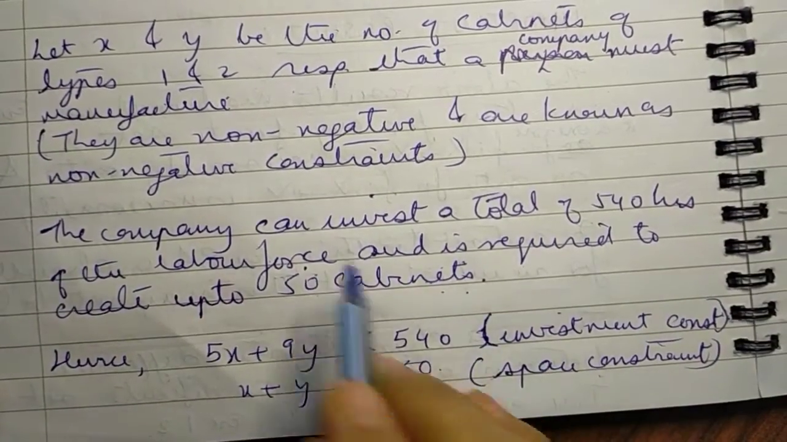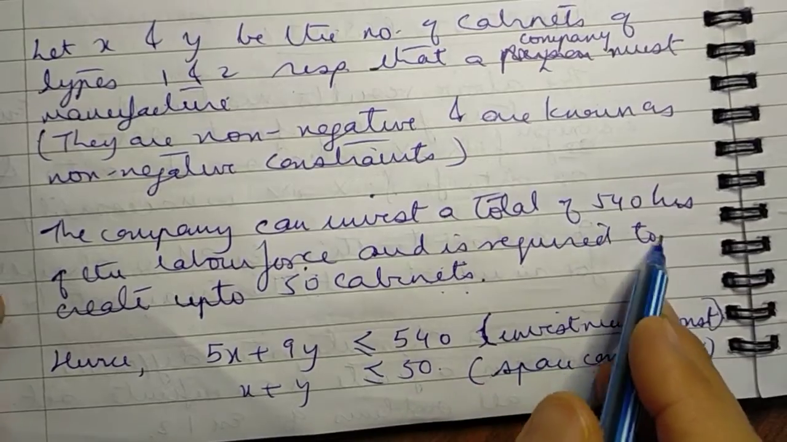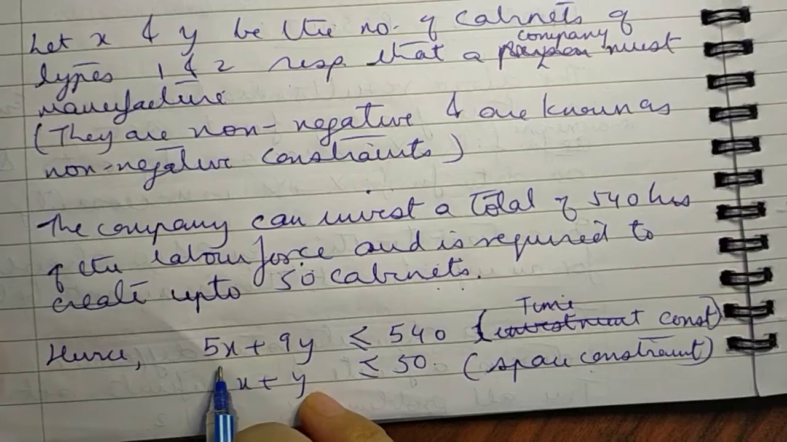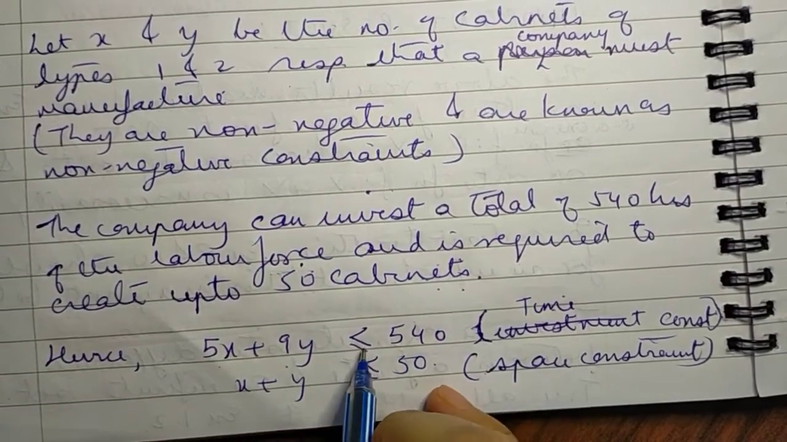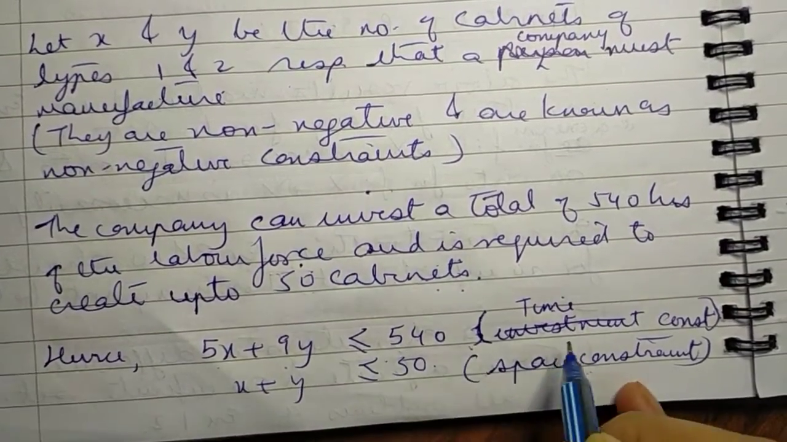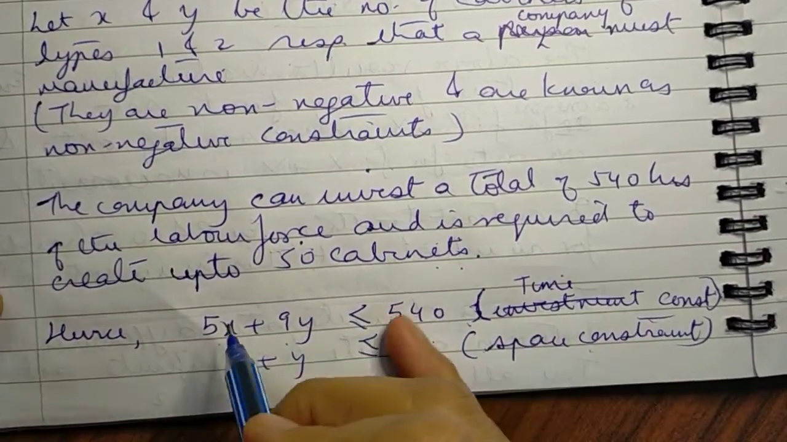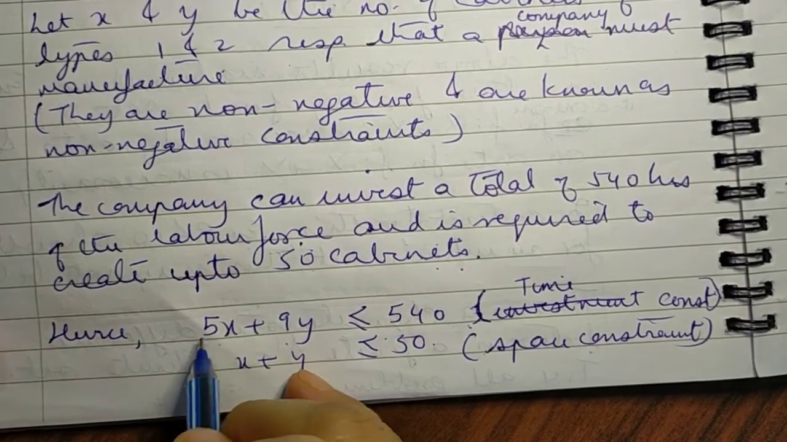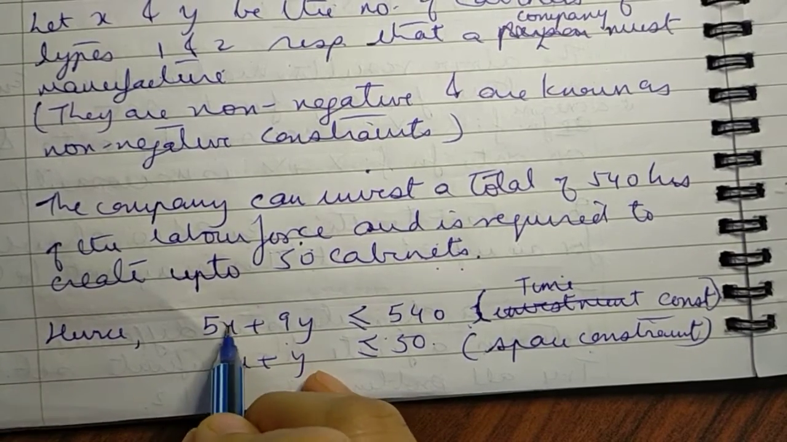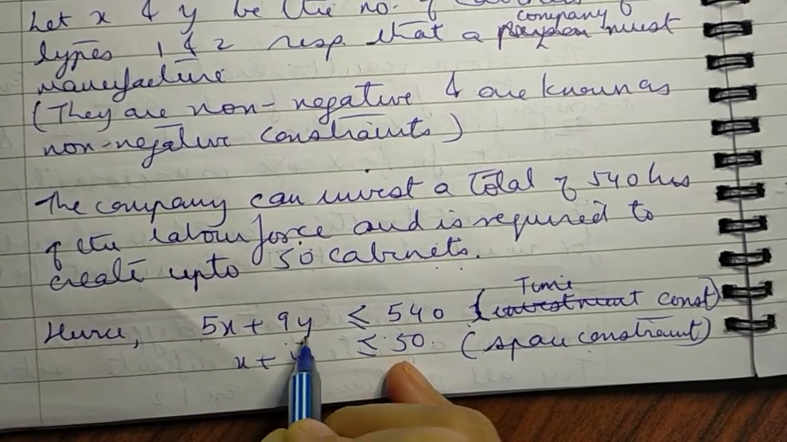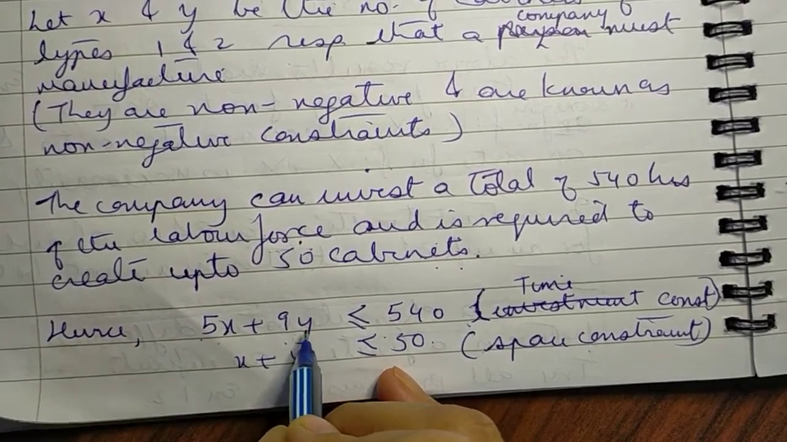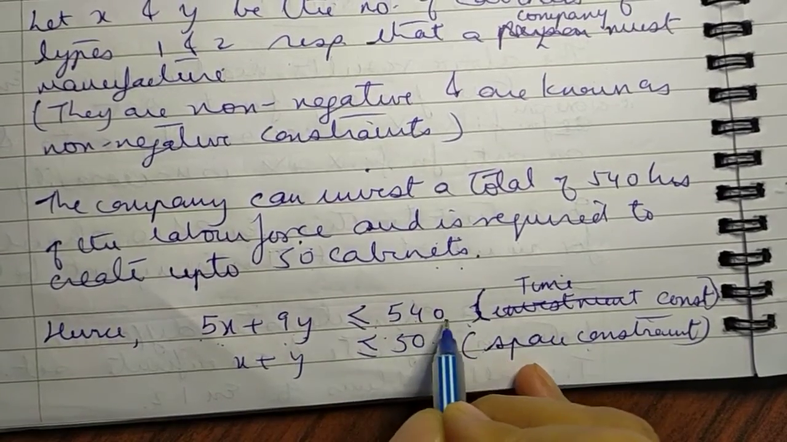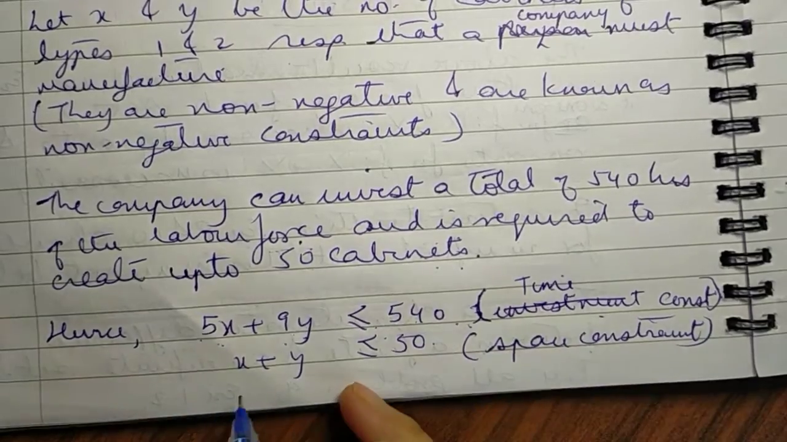Now since the company has a time constraint of 540 hours, we have 5x plus 9y is less than or equal to 540, which is the time constraint, because it's given that the time required for making each unit of cabinet 1 is 5 hours and that of making each unit of cabinet 2 is 9 hours. So 5x plus 9y is less than or equal to 540, which is the time constraint.